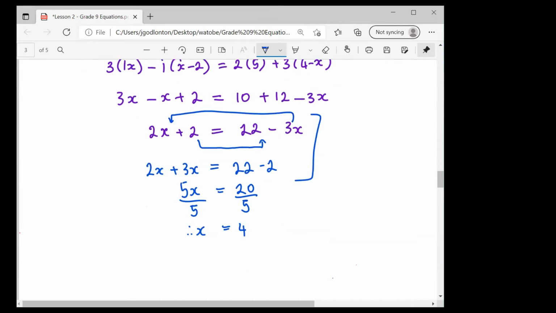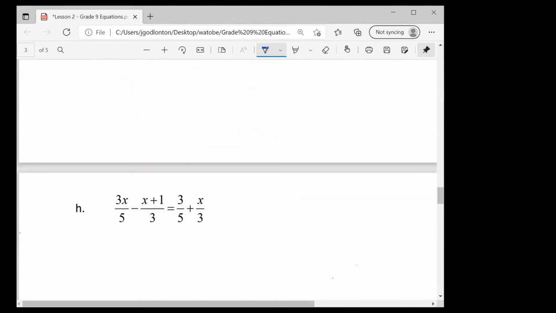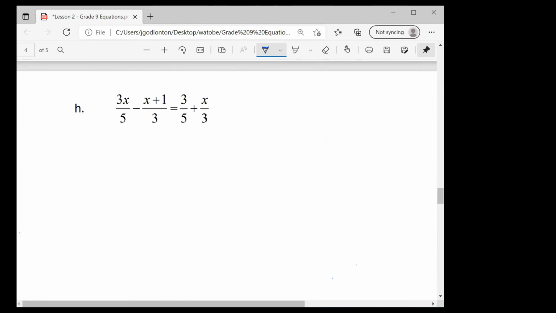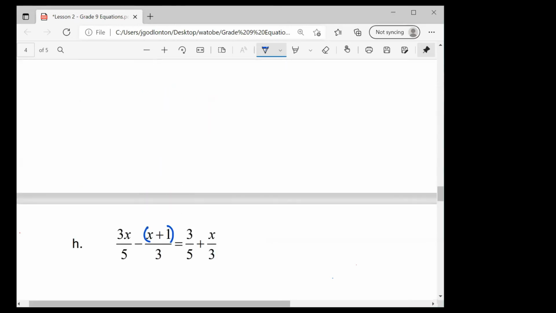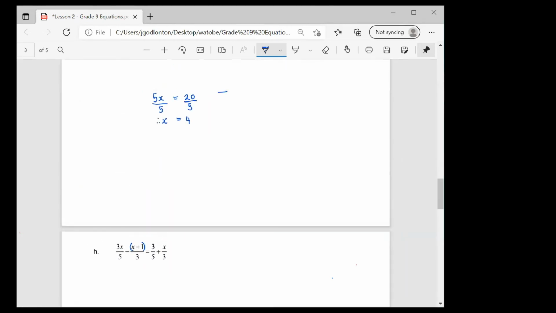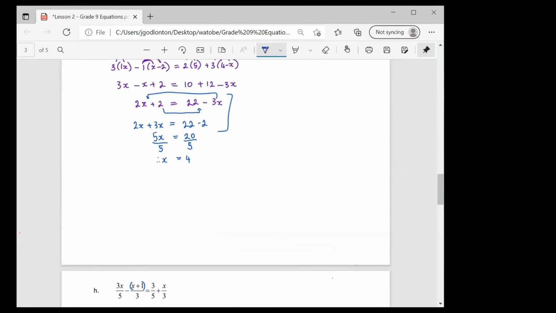Okay, we are going to try this one now. So I want you to do it exactly the same way, guys. Lowest common denominator. Put your brackets around these terms. Yeah, do you want me to go back up? Yes, please. Can you see it? Is that okay?